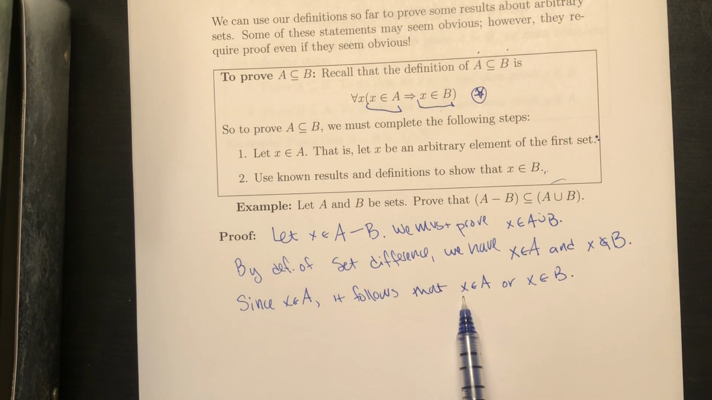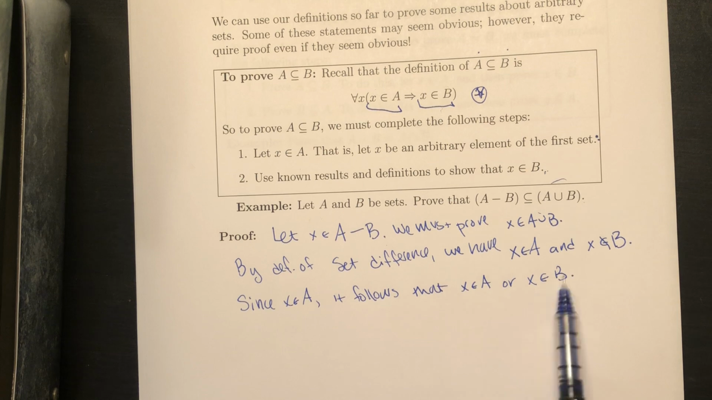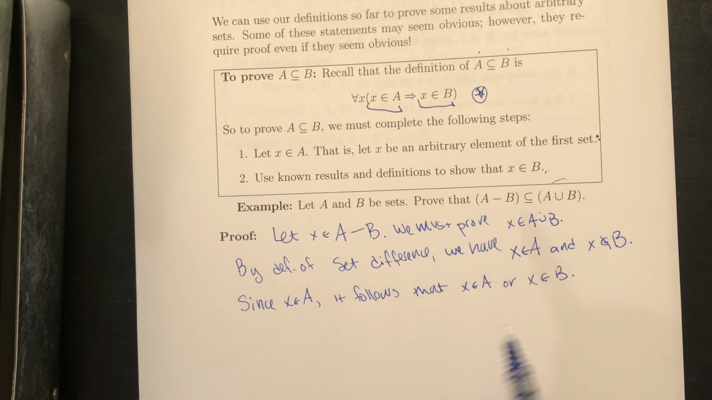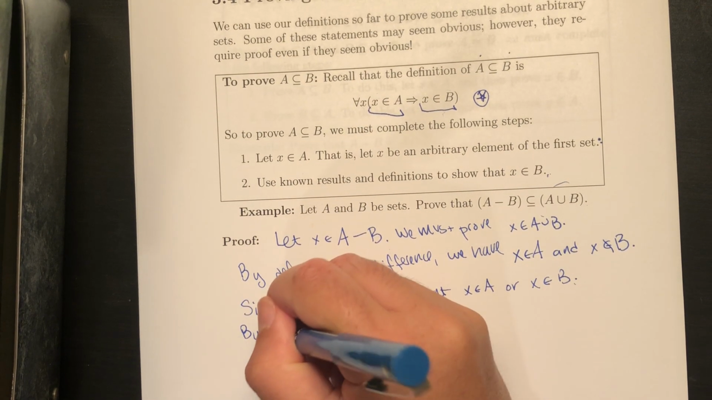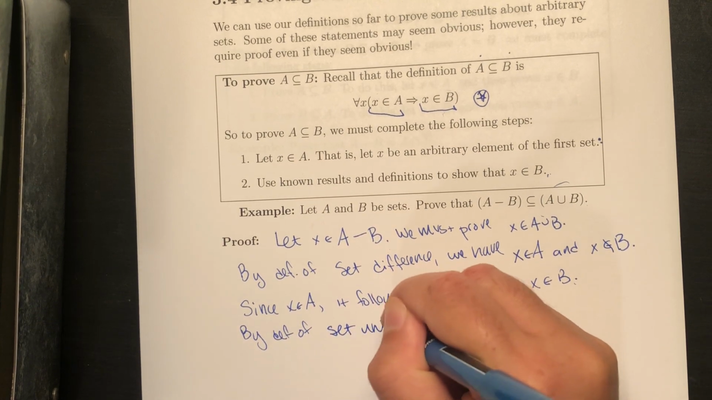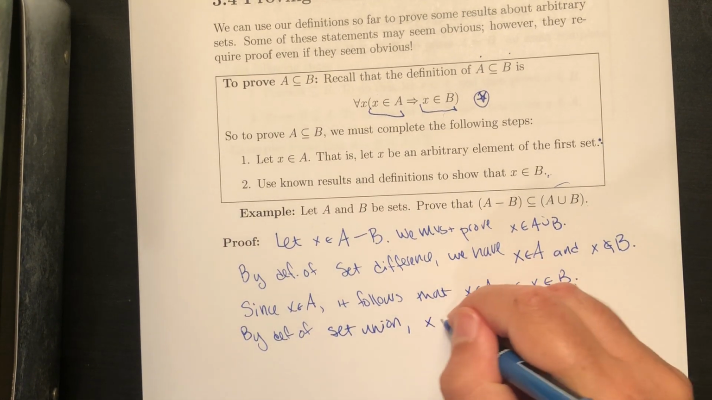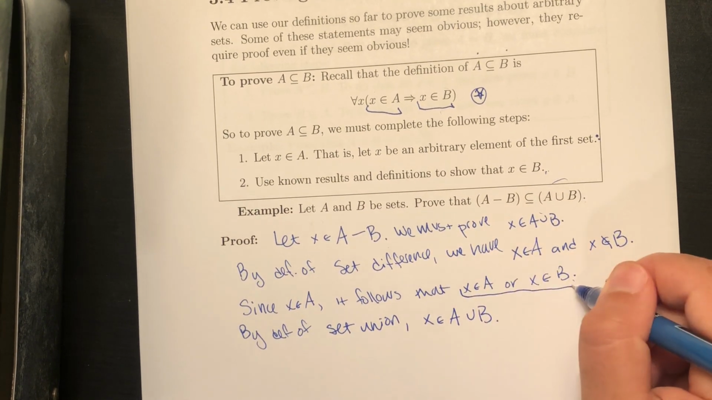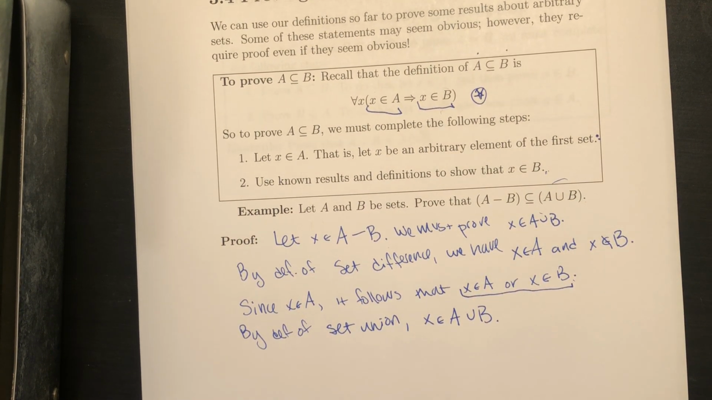Why? Well, because to satisfy this OR statement, you just need one of these things to be true, and we know that the first one is true. Therefore, this OR statement is true. And now we can say by the definition of set union, it follows that X is an element of A union B. Because this right here is the definition of set union. This is what it means to be an element of the union of A and B.